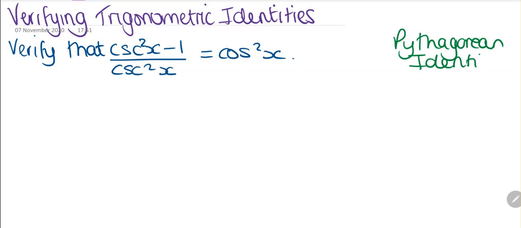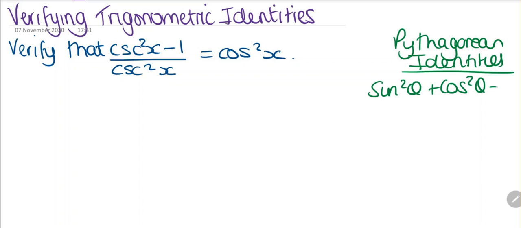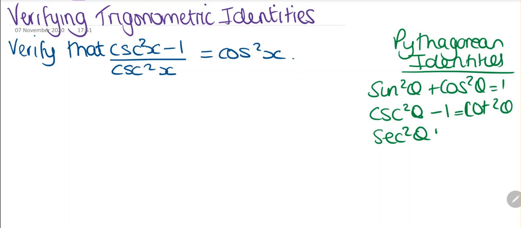So sine squared theta plus cosine squared theta is equal to 1. Cosecant squared theta minus 1 is equal to cotangent squared theta. And secant squared theta minus 1 is equal to tan squared theta.